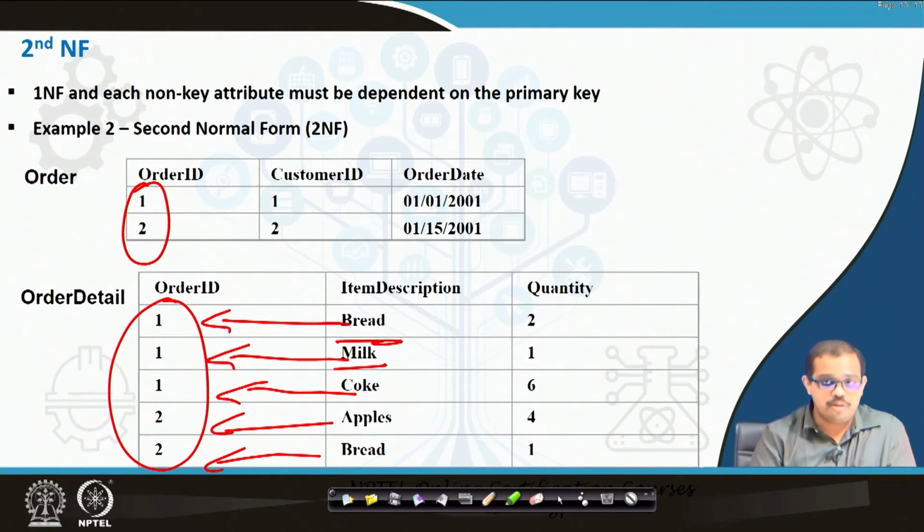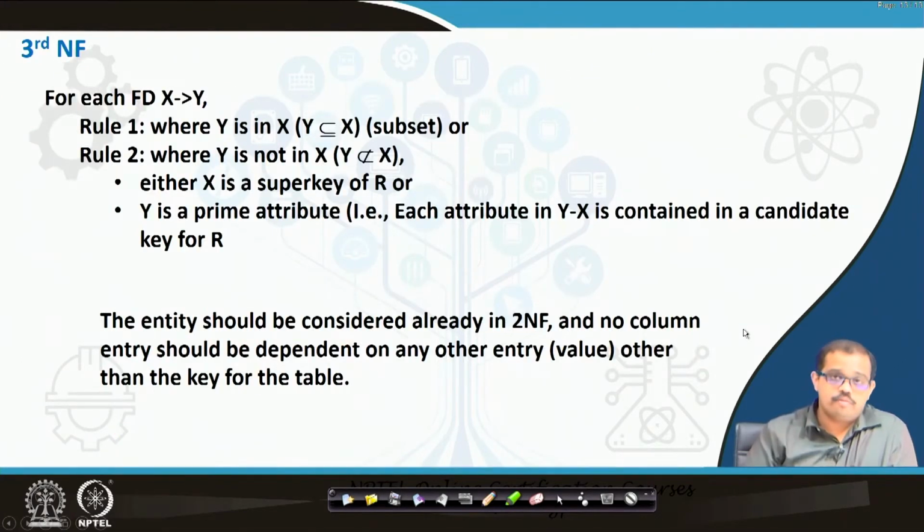So, it means it is atomic, and also non-key attributes are dependent entirely on the primary key, right. So, this means that this particular thing is in the second normal form.